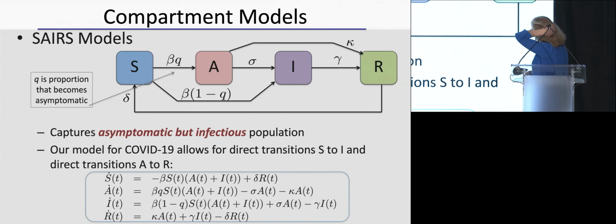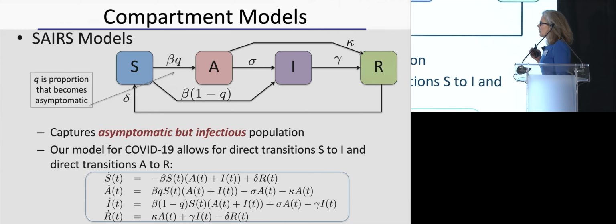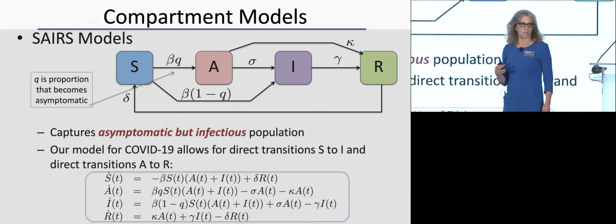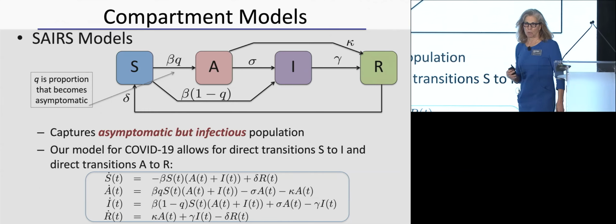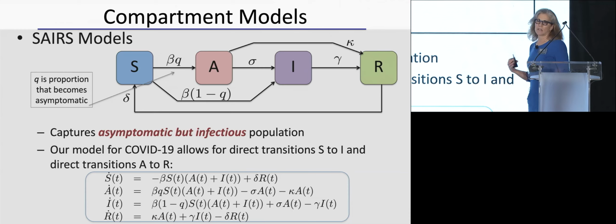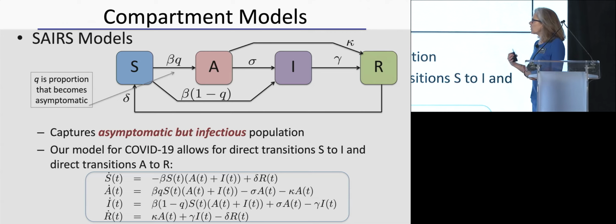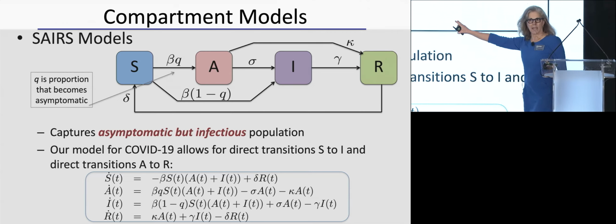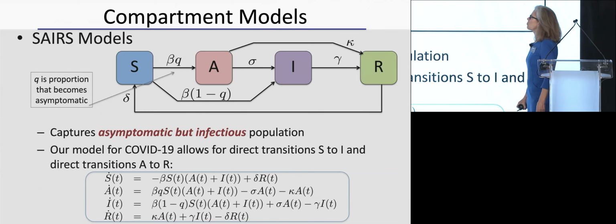Okay, and so because it became pretty apparent early on with COVID that there was some big portion of the population that was asymptomatic but infectious, and that this was contributing to spread of the disease in ways that weren't quite understood as well as the usual SIR model, we, along with many others, said, okay, let's look at a model that incorporates this asymptomatic proportion of the population.